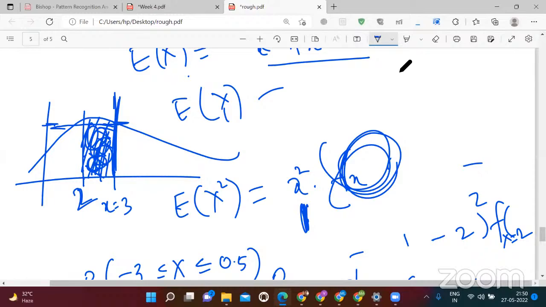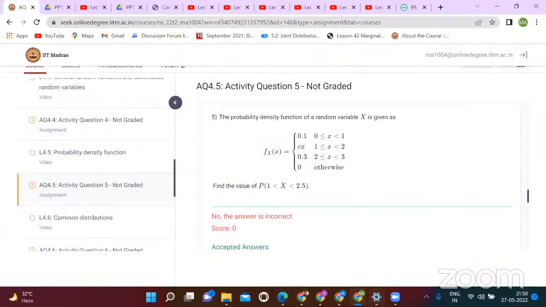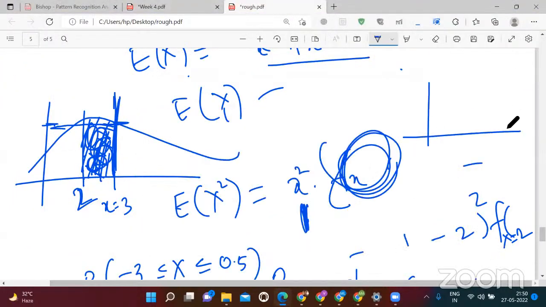Can you come back to that question again? Yes. So from 2 to 3, 2 is included and 3 is not included. So this is a PDF, and it is 0.3, right? This is not the probability value. This is not the probability.